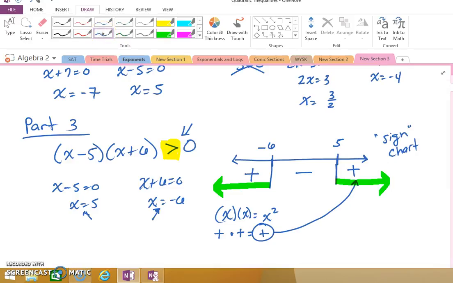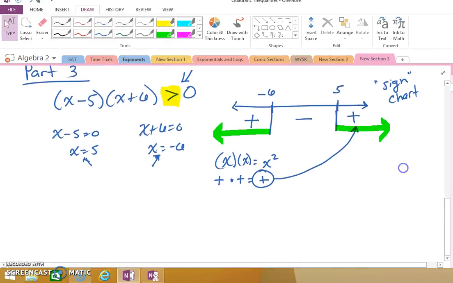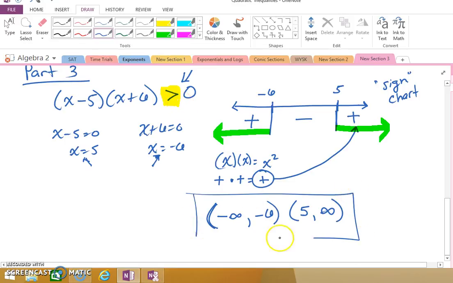So then what we can do is write our answer in that new solution set notation that we've learned. It would look like this: negative infinity to negative 6, union 5 to positive infinity. We know we're looking for those positive answers there because we want values greater than 0. So this is our solution.